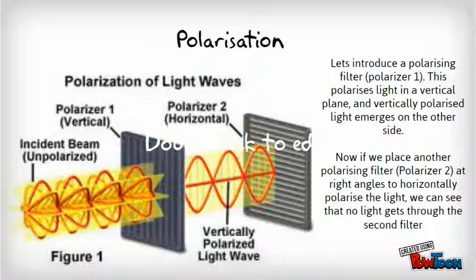Now, if we were to place another polarizing filter, which is polarizer 2, which polarizes horizontally, and we're trying to pass a vertically polarized light wave through it, then no light will be able to get through the second filter.